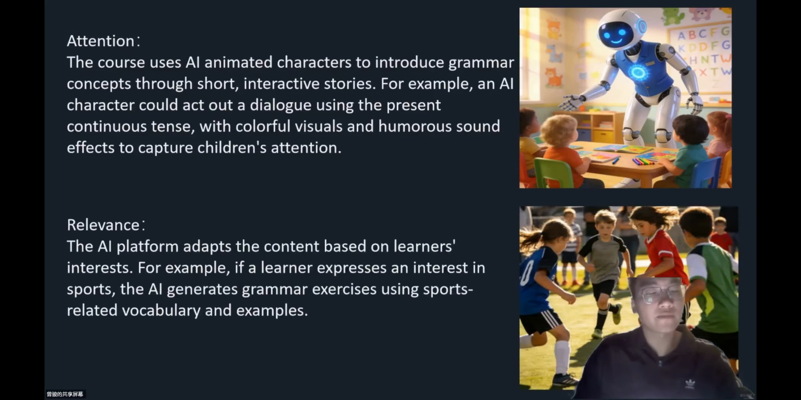Second is relevance. The AI platform adapts the content based on learners' interests. For example, if a learner expresses an interest in sports, the AI generates grammar exercises using sports-related vocabulary and examples.